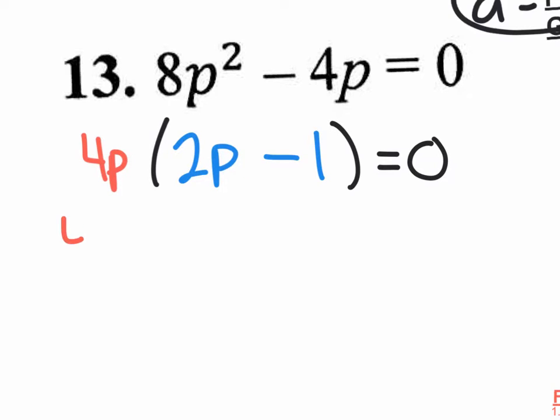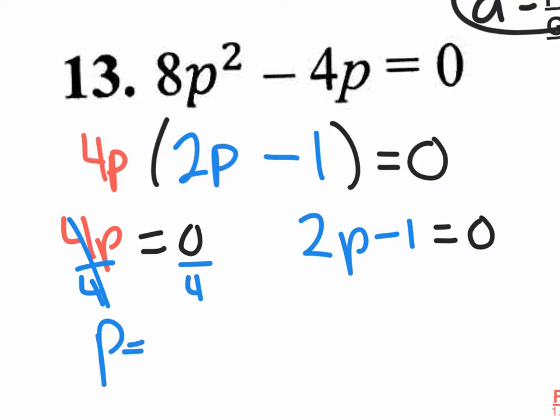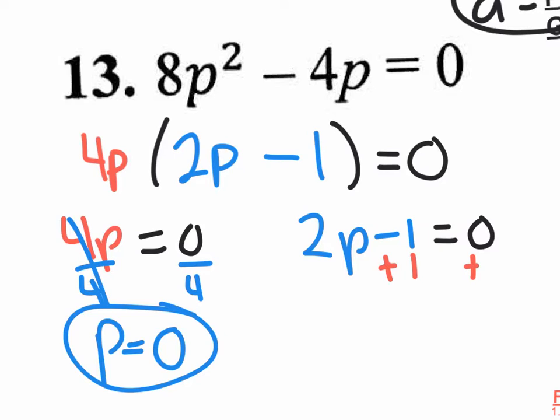So that means that my first something, 4P, that could equal 0. Or my second something, 2P minus 1, that could also equal 0. And now I could solve both. On the left equation, 4P equals 0. We know that if we divide by 4, 0 divided by 4 is still 0. So P equals 0.